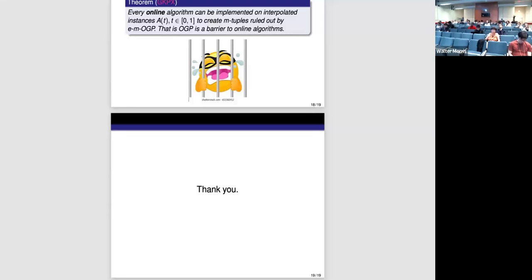Anyone else? So I actually have a question. So the OGP is a barrier to online algorithms, but this does not say that in principle there could not be something that's not online that could work above kappa square log of 1 over kappa?